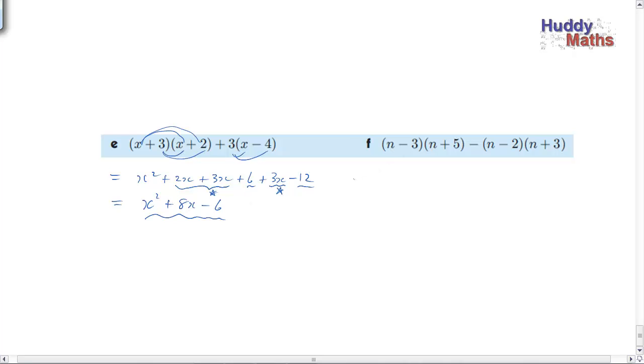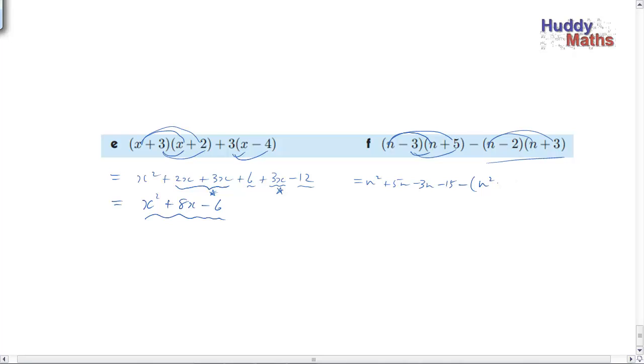Let's look at this one. So it's n by n is n squared. N by 5, 5n. Neg 3 by n is neg 3n. And then neg 3 by 5, neg 15. All right, let's go into here now. We've got here negative. Now we better watch the bracket here. So it's going to take away, and we'll do this in a bracket. N by n is n squared.